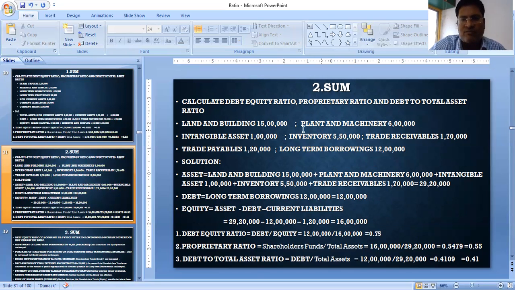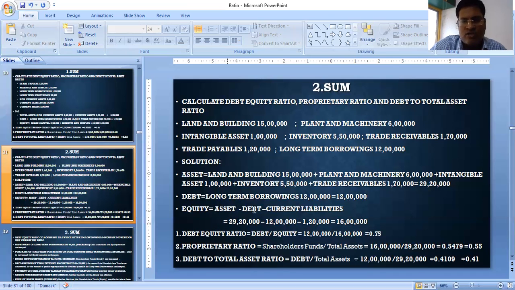Inventory also add, means 5 items we will add to get the total asset. Total liability we can get, current liability is 1 lakh 20, and long term borrowings 12 lakhs. So we will take debt as long term borrowings only. So asset we have added all the 5 items, 1 2 3 4 5 items added, 29 lakh 20,000. Debt is 12 lakhs long term borrowings.